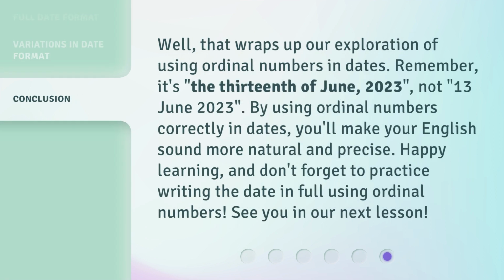Well, that wraps up our exploration of using ordinal numbers in dates. Remember, it's the 13th of June, 2023, not the 13th of June 2023. By using ordinal numbers correctly in dates, you'll make your English sound more natural and precise.